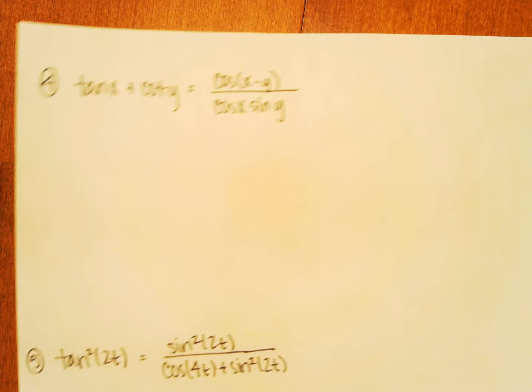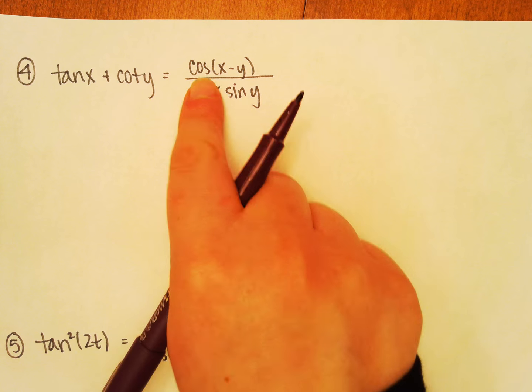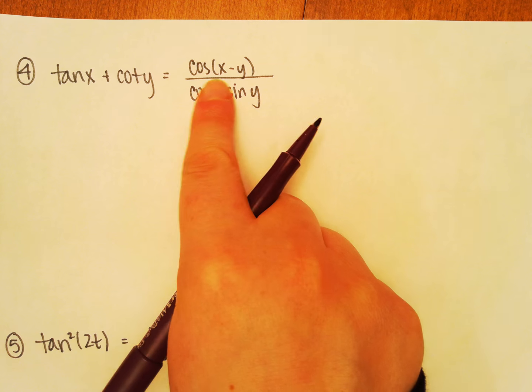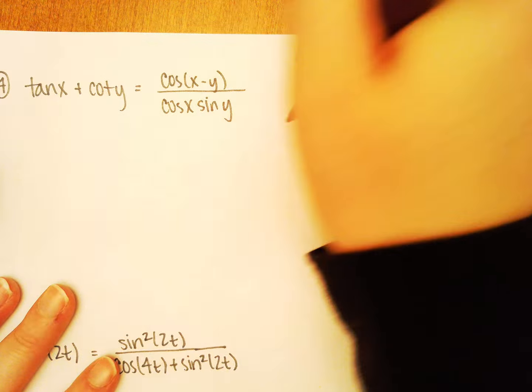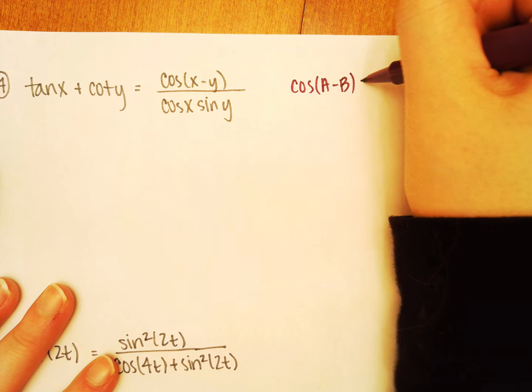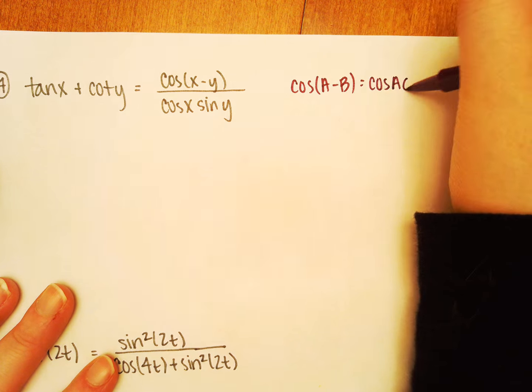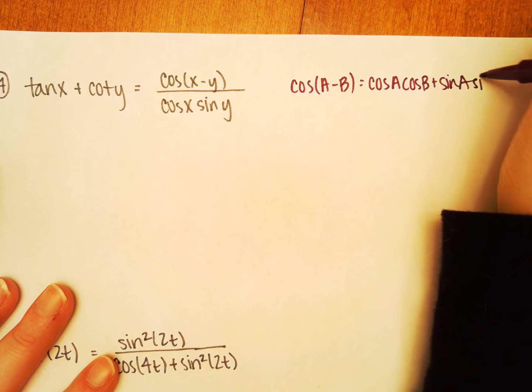So on the back, we've got two more. And again, the easiest place to start is to start expanding any sum or difference that you see. So obviously here on the right-hand side we have the cosine of x minus y, which is using the difference formula for cosine. So that's the cosine of A, cosine of B, plus sine A, sine B.